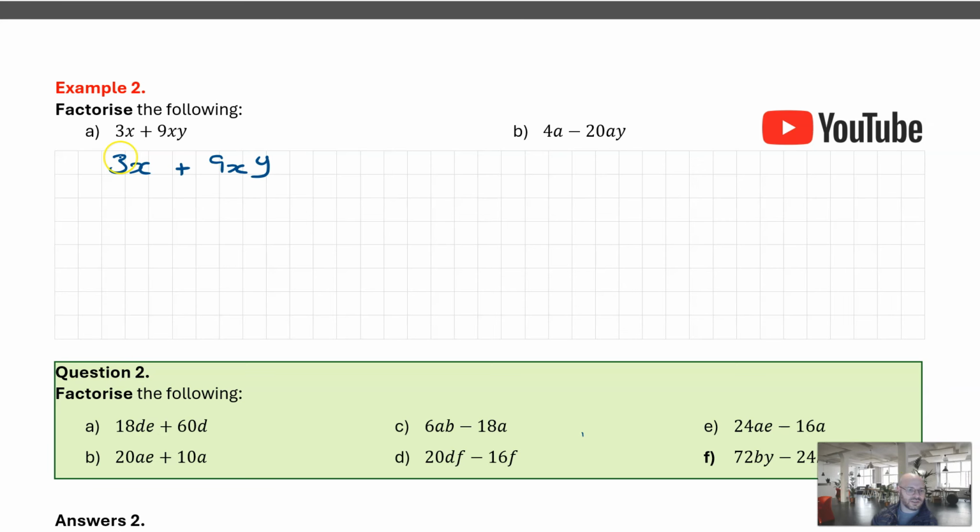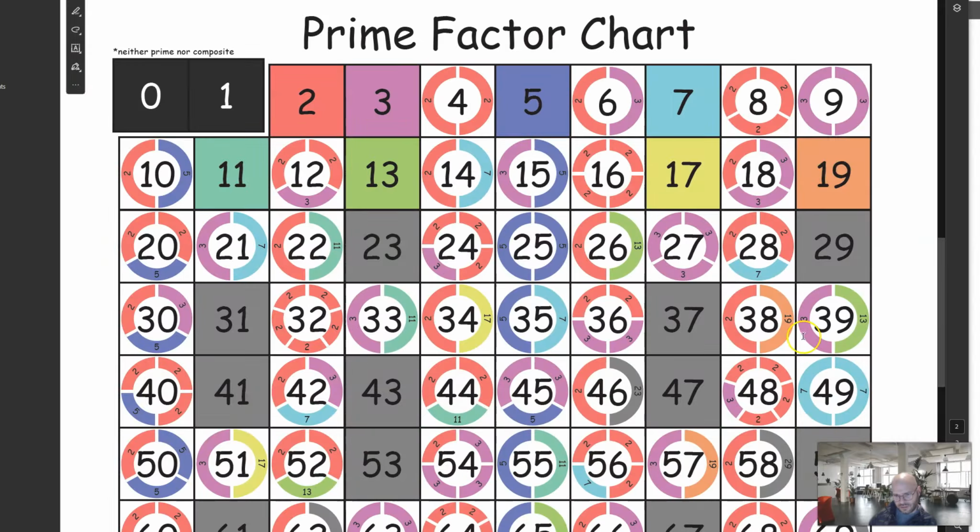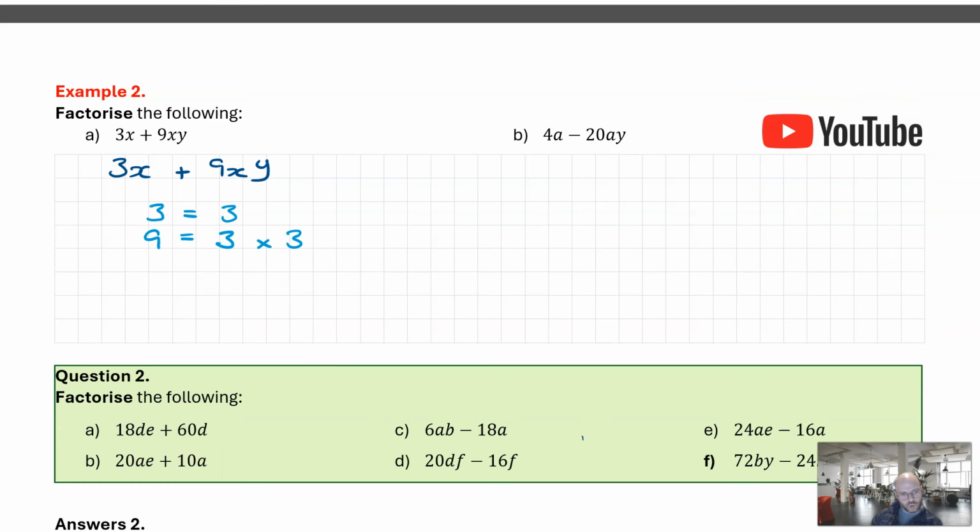Next, we want to factorise 3x plus 9xy. To do this, I start off by gathering the coefficients 3 and 9. I know that 3 is a prime, so that's its factorised form there. 9 on the other hand is a composite number and it's made of 3 and 3. Looking at what's common, I have a 3 and I have a 3. So the common factor here is 3.